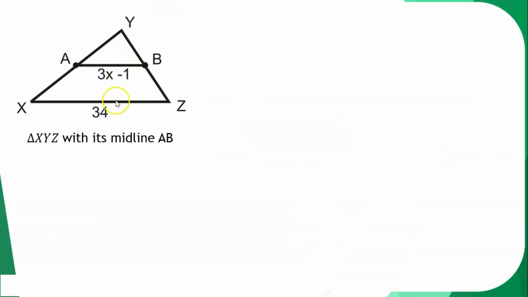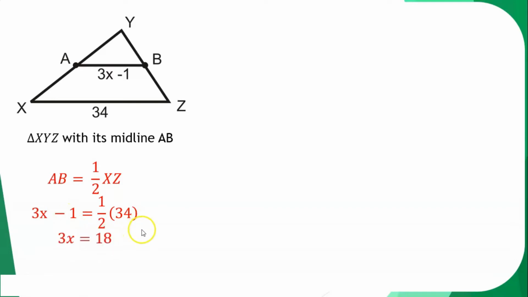Okay, another. Given here, triangle XYZ with its midline or mid-segment AB. With this, we can say that AB is 1/2 of XZ. So substituting, this would become 3x minus 1 equals half of 34. Take note, half of 34 is 17. Transferring 1 to the other side, that would become 18. Dividing both sides by 3, we end up with 6.